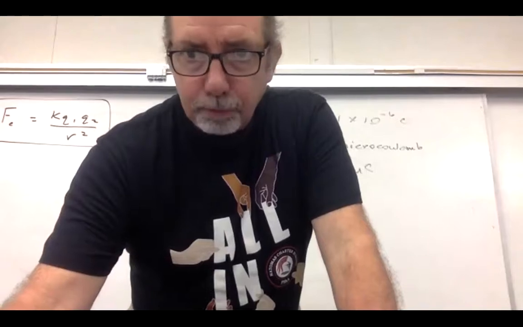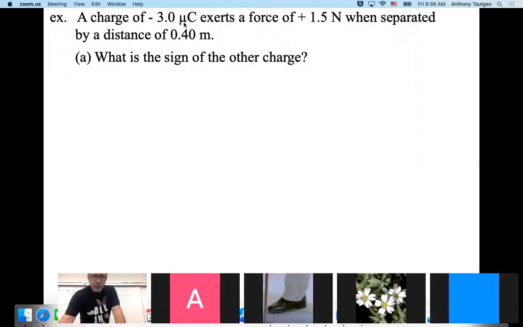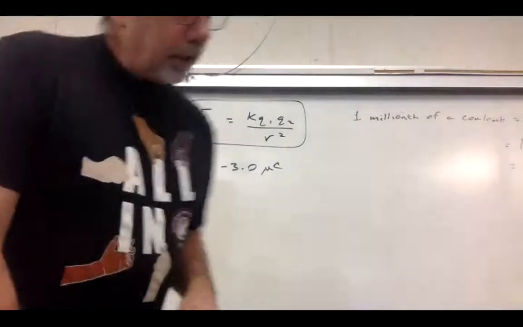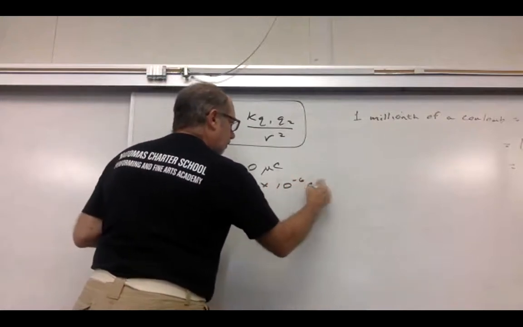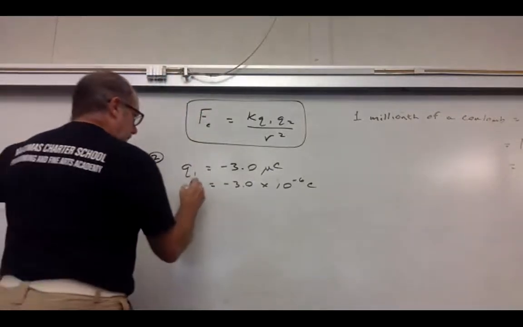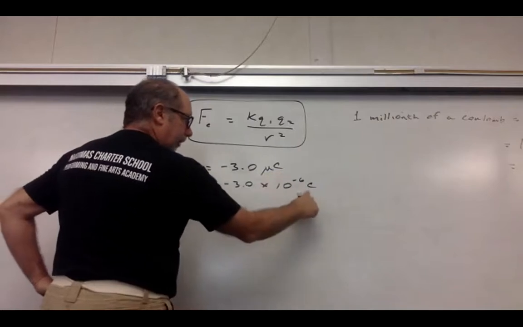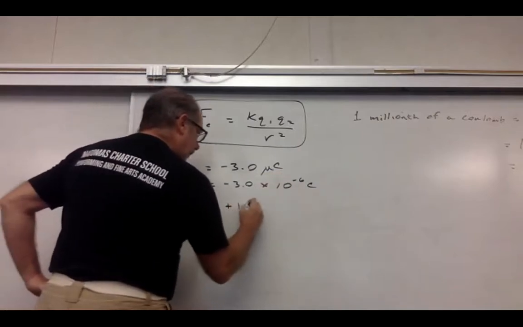For example, example number 2 in our example sheet, okay, which looks like this. A charge of -3 microcoulombs exerts a force of positive 1.5 newtons when separated by a distance of 0.4 meters. What is the sign of the other charge? Okay, let's do this together. So, example 2, Q1 is equal to -3 microcoulombs. Okay, and now I'm going to stop sharing. Okay, and whenever you see a microcoulomb, just immediately convert it to coulombs, because you're going to have to when you put it in Coulomb's law. Okay, microcoulomb is 10 to the minus 6. Okay, the force was positive 1.5 newtons.